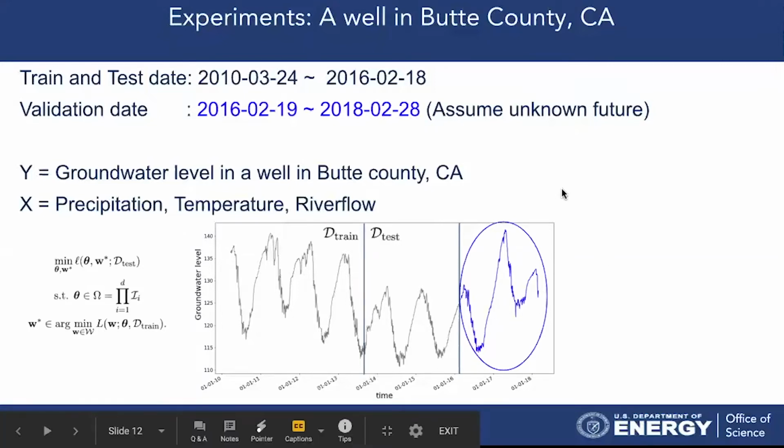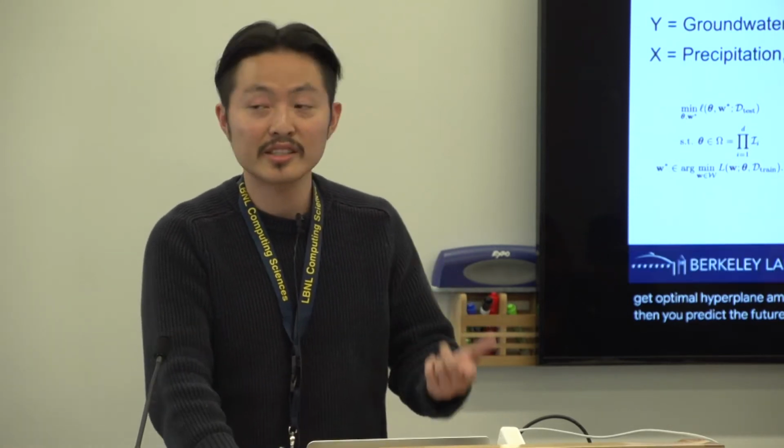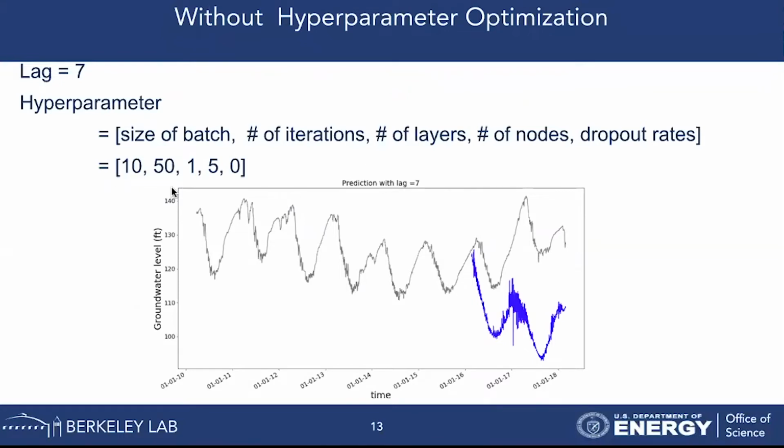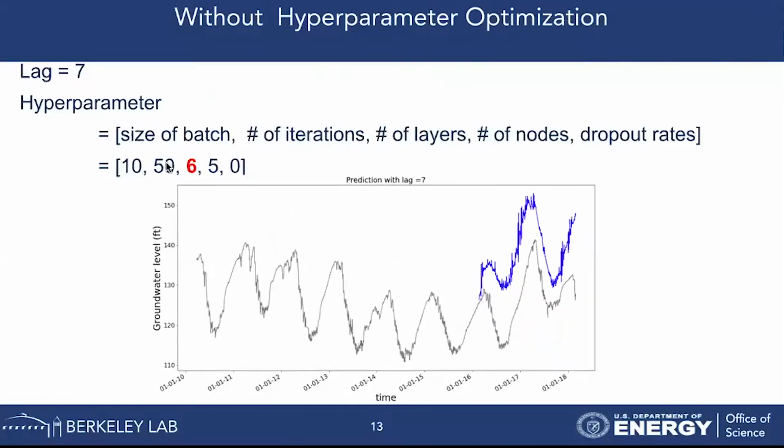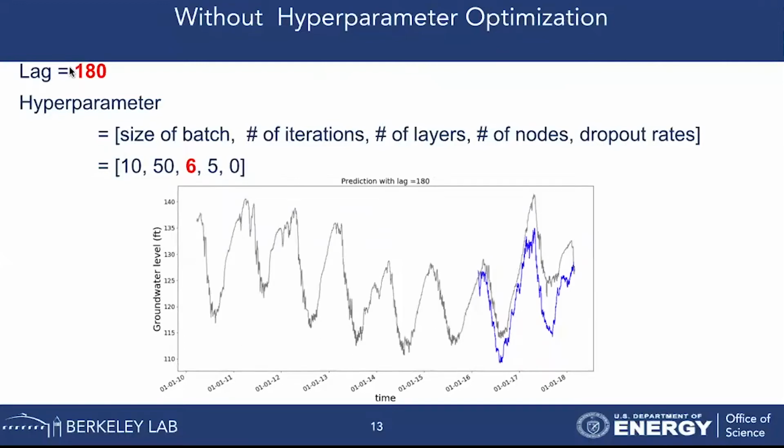This blue line. Let me first discuss the result without hyperparameter optimization. Here we use a multi-layer perceptron, where I assume that lag is 7, and the hyperparameters are like this. As you can see here, the results are very bad. This one is the number of layers, so we can use deeper layers. I tried with deeper layers, and then we can get a better result. Now, how about increasing the lag? I can increase the lag to 108. As you can see, the result looks very good. Not very good, but relatively good.